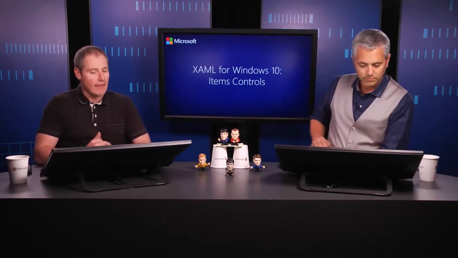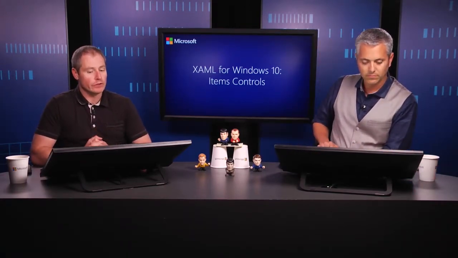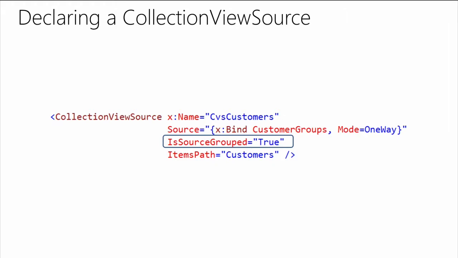Okay, perfect. So then we want to declare our collection view source. You could do this in code, but it is so much more obvious when you're doing it in XAML. And it makes it much easier to share if we declare it in XAML, because it's a resource that we can access.